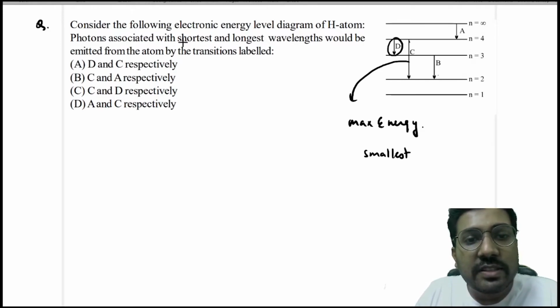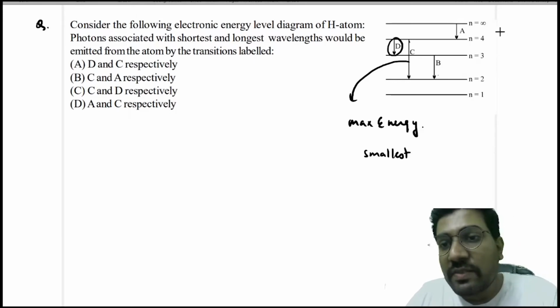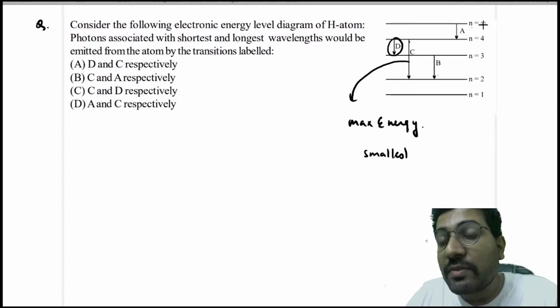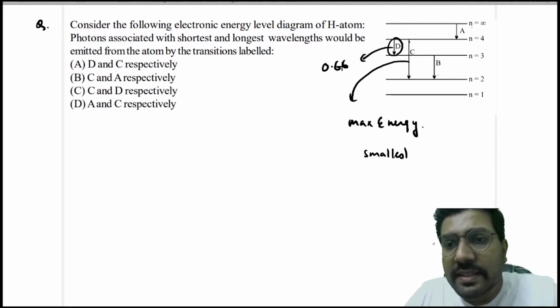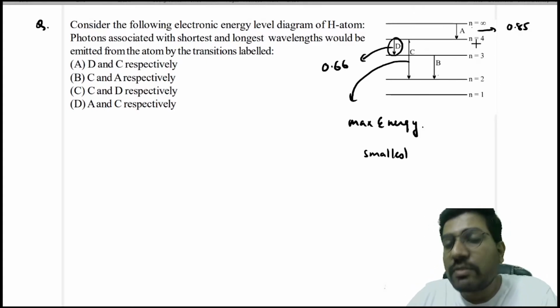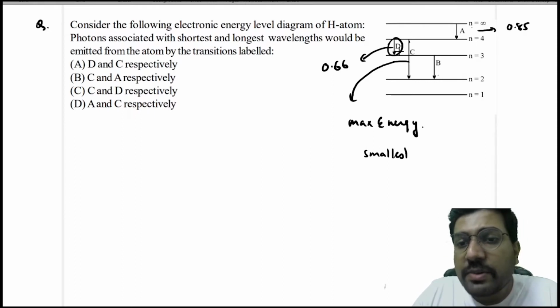So the shortest wavelength is C, and this difference is not the minimum because this is n equal to infinity, not n equal to 5. Now we know that this value is 0.66 and this value is 0.85. Why? Because n equal to 4 is 0.85. So that means this has the minimum value. So the maximum energy is this, the minimum energy is this. But if minimum energy is this, that means the maximum wavelength is this.